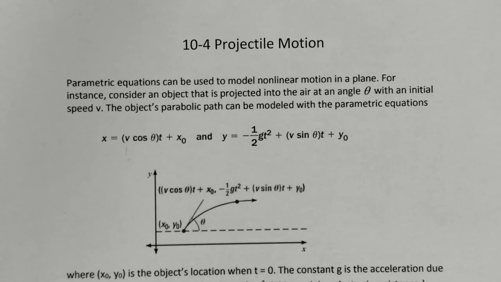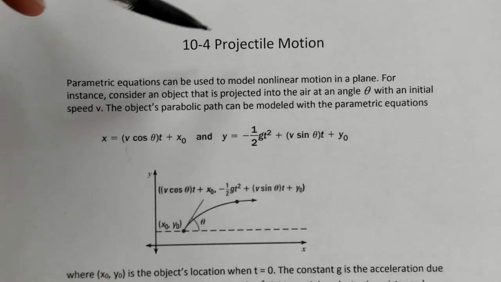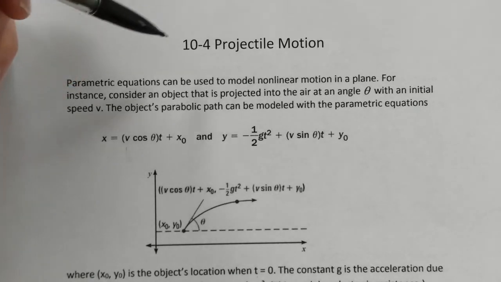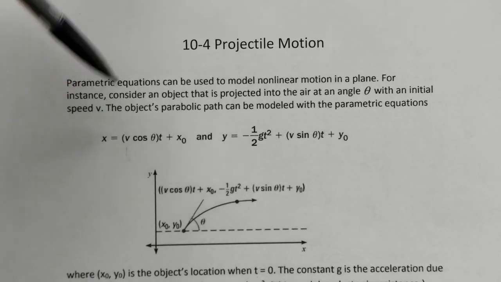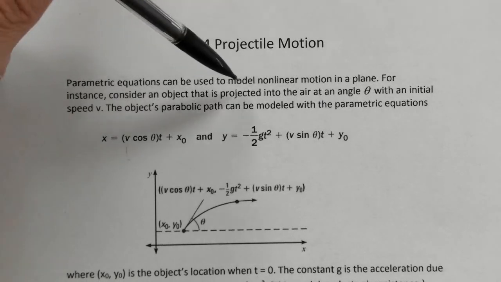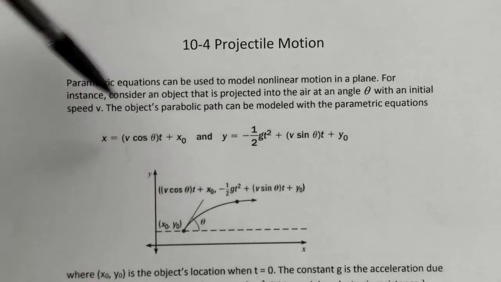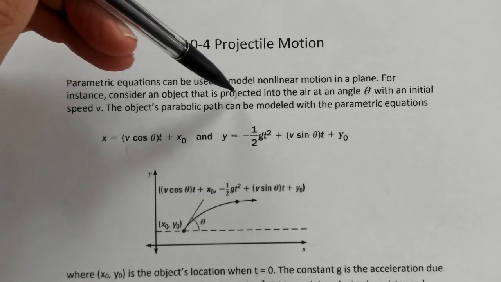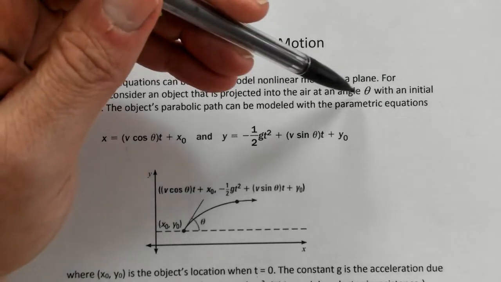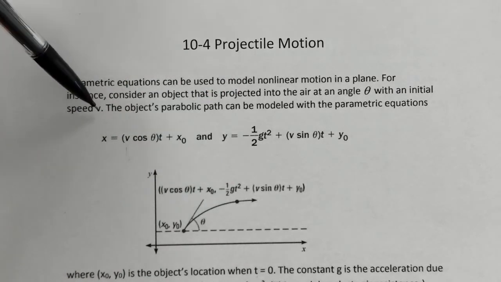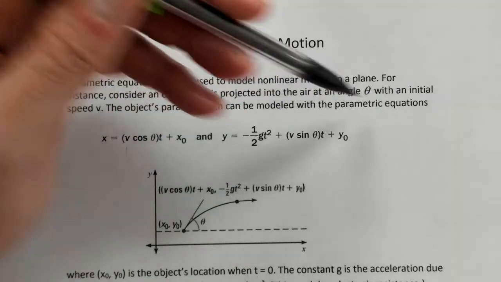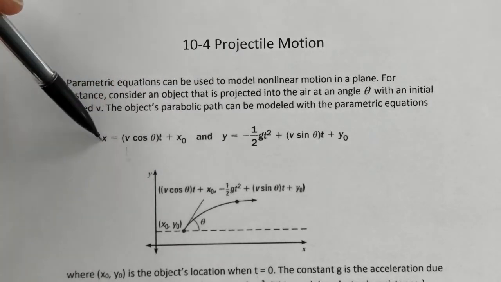All right, guys, in this section we are looking at projectile motion, and this is an application of parametric equations. Parametric equations can be used to model nonlinear motion in a plane. Let's say we want to consider an object that's projected into the air at an angle theta with an initial speed v, and the object's parabolic path can be modeled with these parametric equations.